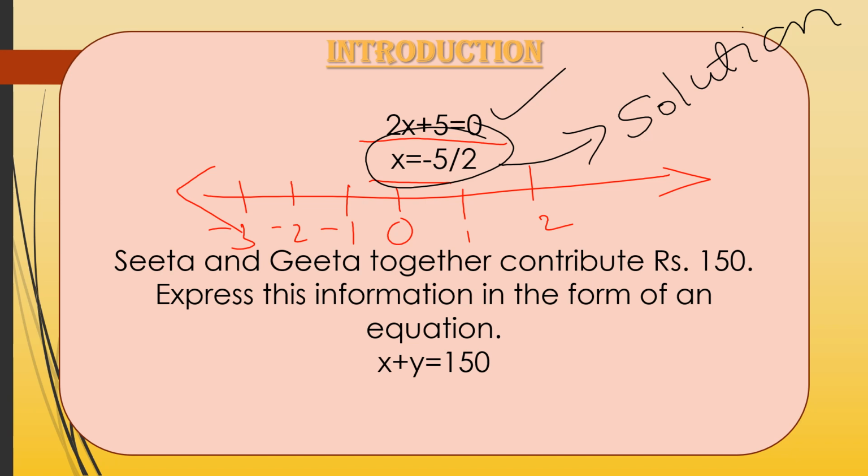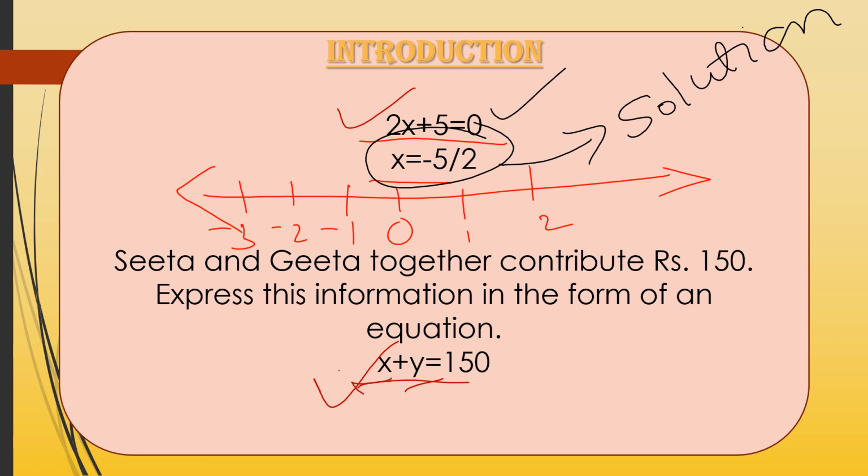Let us discuss one more example. Sita and Geeta together contribute rupees 150. Can you express this in linear equation form? Yes. Suppose Sita has contributed x rupees and Geeta has contributed y rupees. That means when you add both values, you will get 150. Both are linear equations because they have degree 1. The only difference is that in the previous example we had only one variable, whereas the second one consists of two variables.